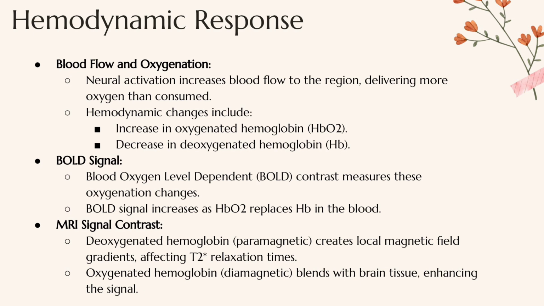BOLD contrast reflects these changes in oxygenation. As oxygenated hemoglobin replaces deoxygenated hemoglobin, the BOLD signal increases. The reason this works lies in the magnetic properties of hemoglobin. Deoxygenated hemoglobin is paramagnetic, meaning it creates local magnetic field gradients. These gradients shorten T2 star relaxation times, which reduces the MRI signal in those areas. In contrast, oxygenated hemoglobin is diamagnetic, blending seamlessly with brain tissue and enhancing the MRI signal. By capturing these differences, fMRI provides a window into the brain's activity.